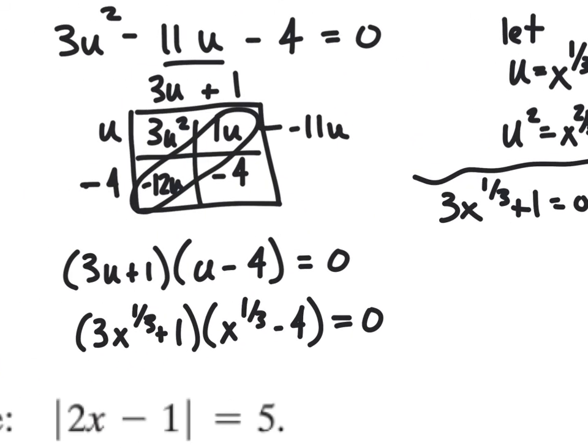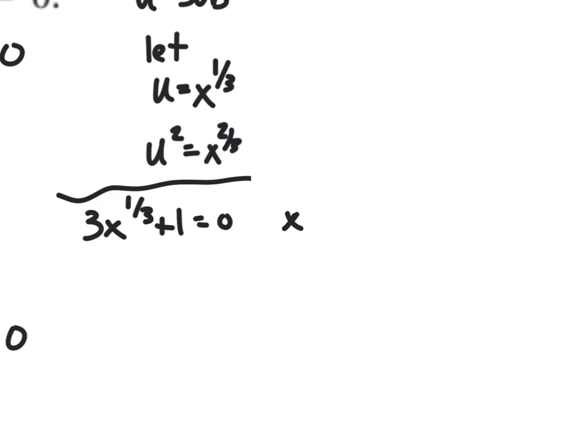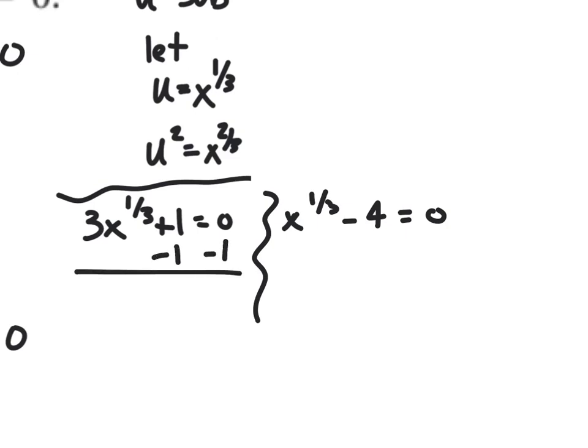Wait, is that a plus 1? Yeah. x^(1/3) minus 4 is equal to 0. And I'm going to solve for x. I'm going to subtract 1 from both sides here, and I get 3x^(1/3) is equal to negative 1.